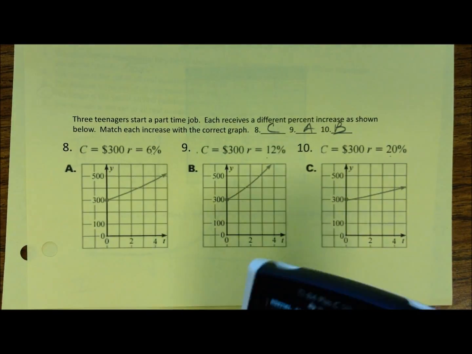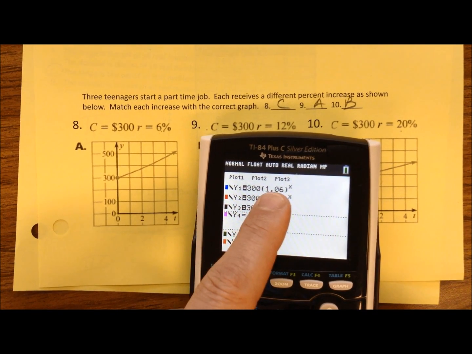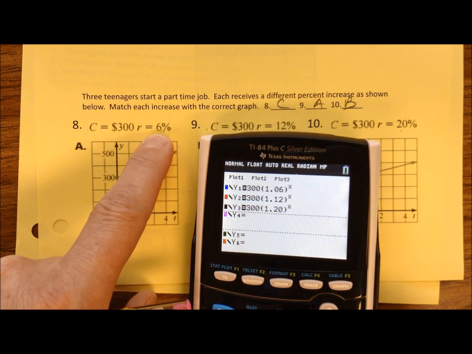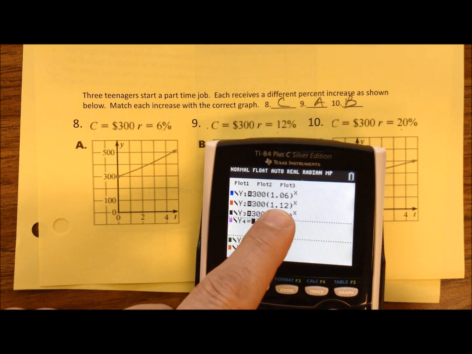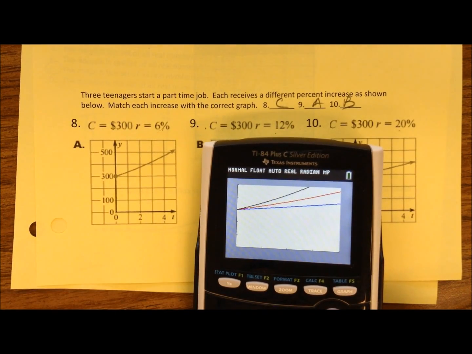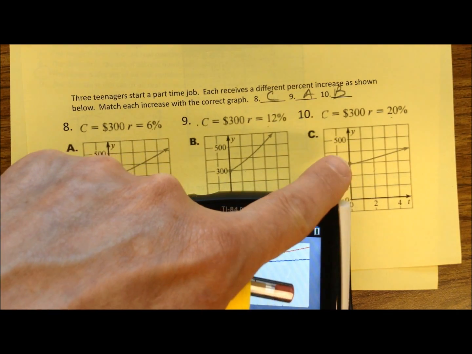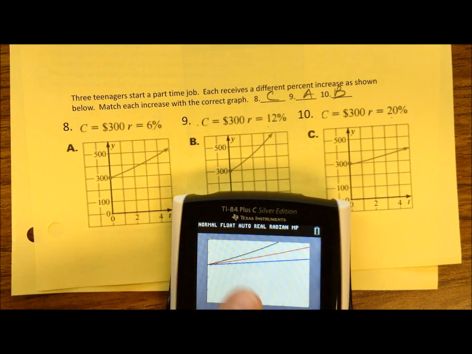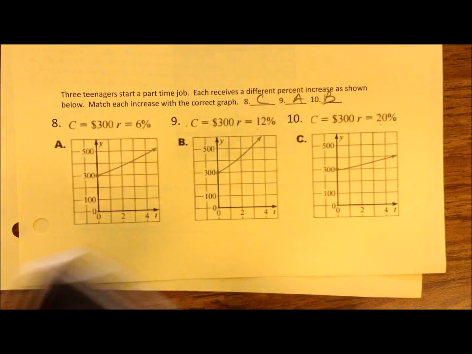But if you didn't, you notice that each one of these is growing, it's going up. You can put each one of these, there's my 6%, remember, write it as a decimal, add 1 to it. There's my 12%, write it as a decimal, add 1 to it, and there's my 20%. And you can see that you can match up the flatter one, the first one, the 6% is the flatter one, and the steeper one is going to be the higher percent right here. So it's a pretty cheesy question. I shouldn't have put it on the review.